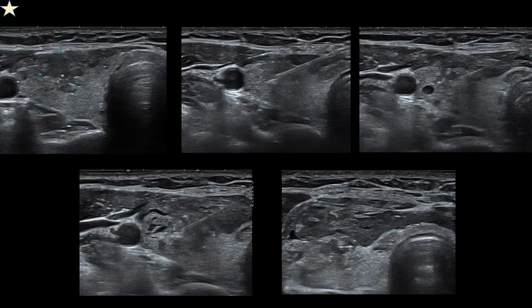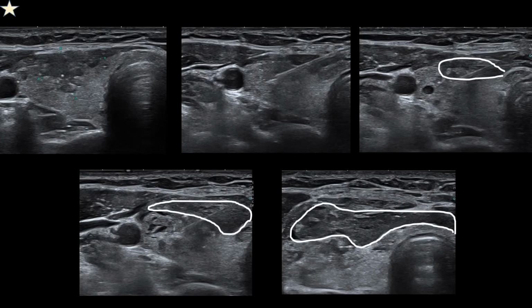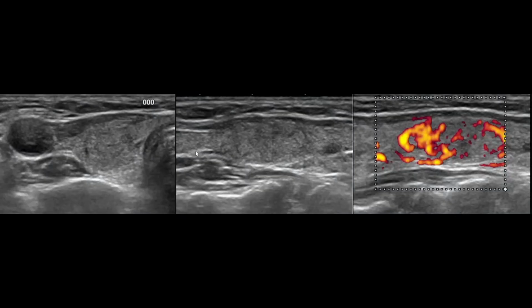These are images obtained during and after FNA. How do these images differ from the pre-FNA image? Compared with the first image, a newly developed hypoechoic lesion due to hemorrhage is seen. FNA was requested for a right thyroid nodule.